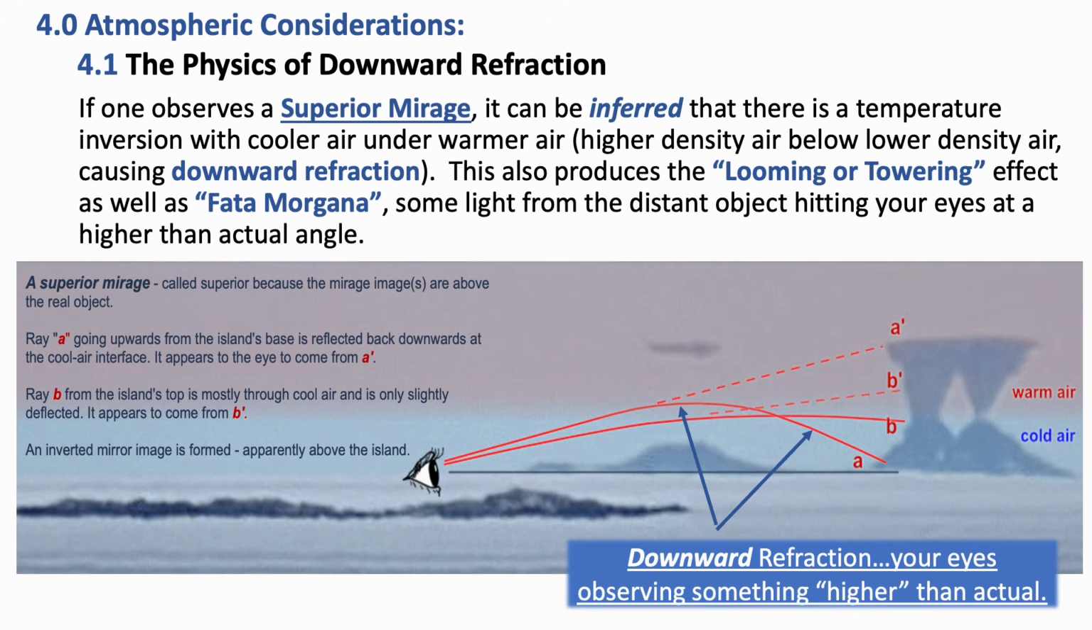Atmospheric considerations. The physics of downward refraction. If one observes a superior mirage in the background, it can be inferred that there is a temperature inversion with cooler air under warmer air between the observer and the mirage. This also produces a looming or towering effect, as well as fata morgana. The light is just hitting your eyes at a higher than actual angle.